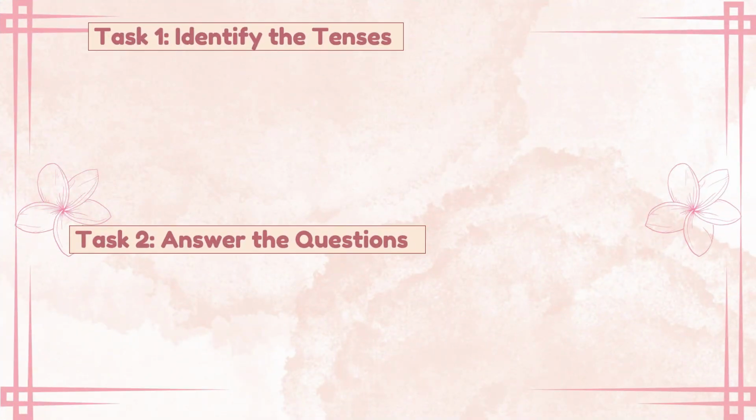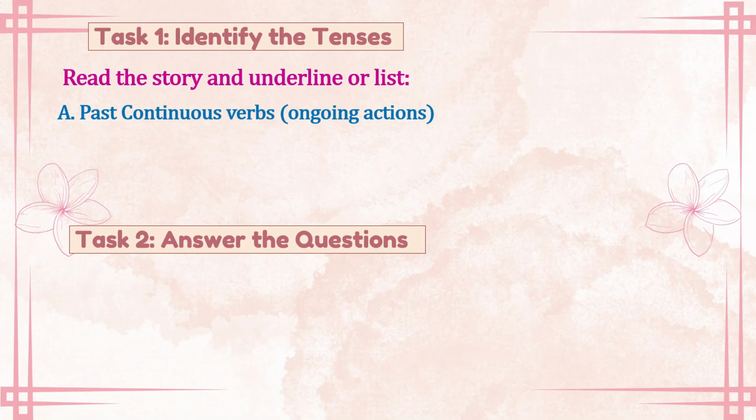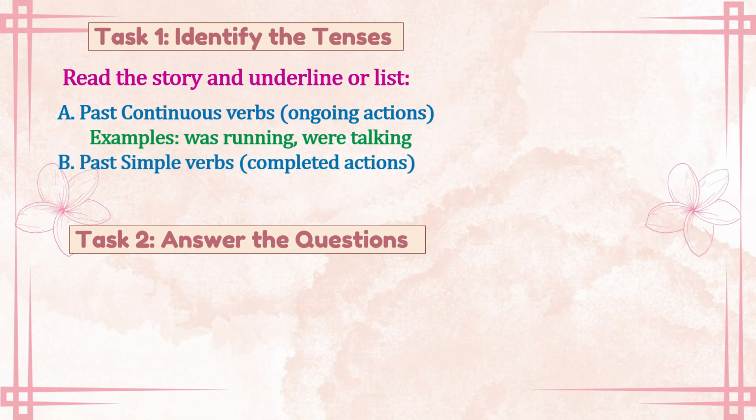So, after reading the story, what do you have to do? Underline or list out the past continuous verbs. Remember, continuous tense shows ongoing actions. For example, was running, were talking. And also list down the past simple words, the completed actions. For example, walked, saw.